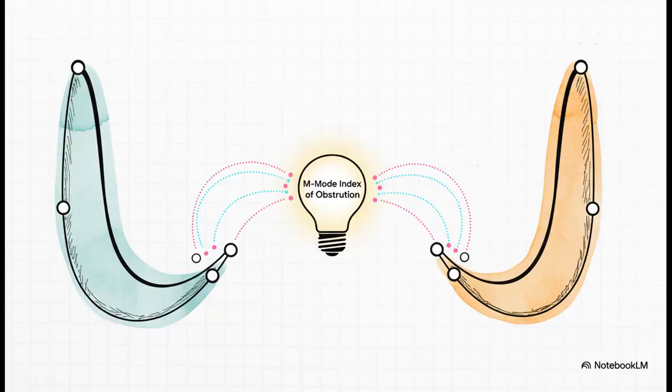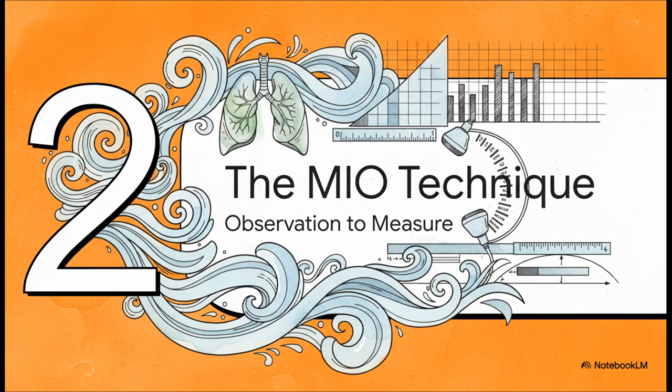This wasn't just a cool little observation. This powerful visual similarity became the entire conceptual launchpad for a brand new, quantifiable way to look for obstruction, the M-mode index of obstruction. Okay, so how do you take a visual pattern like that and turn it into a hard number, something we can actually use clinically? Let's walk through the technique.